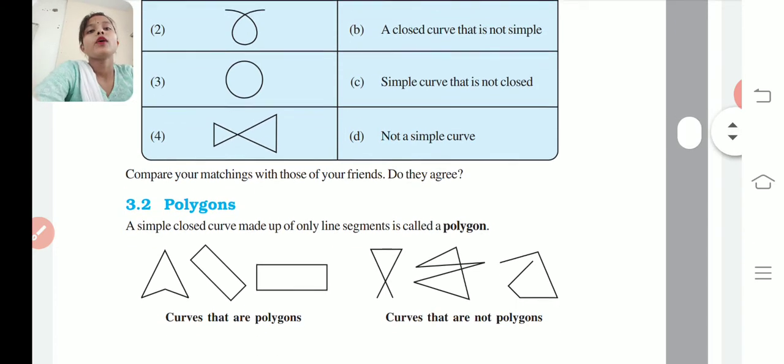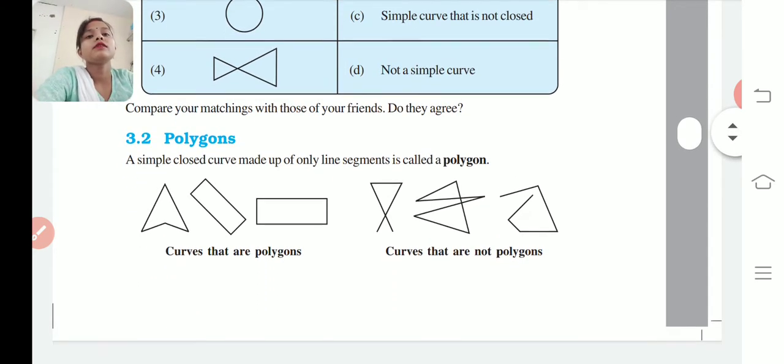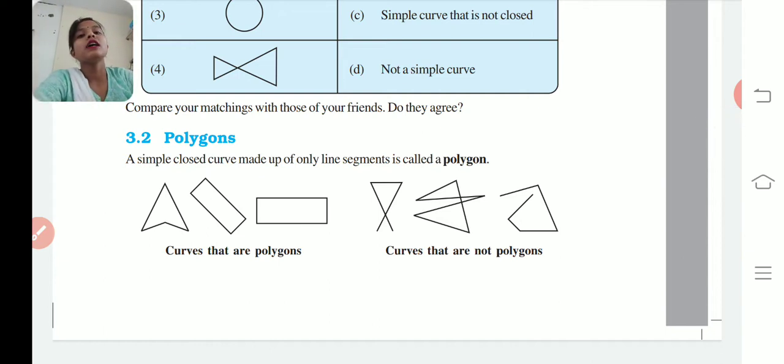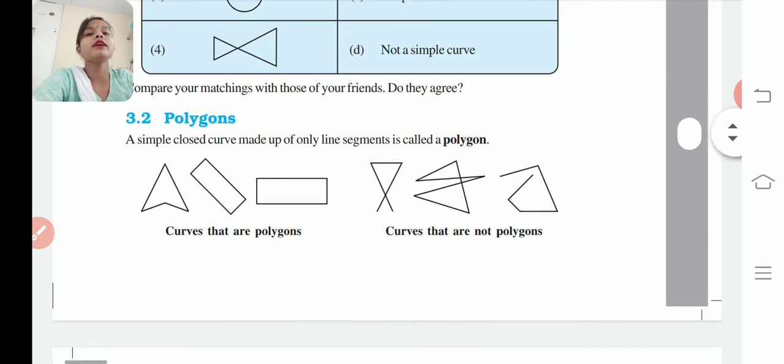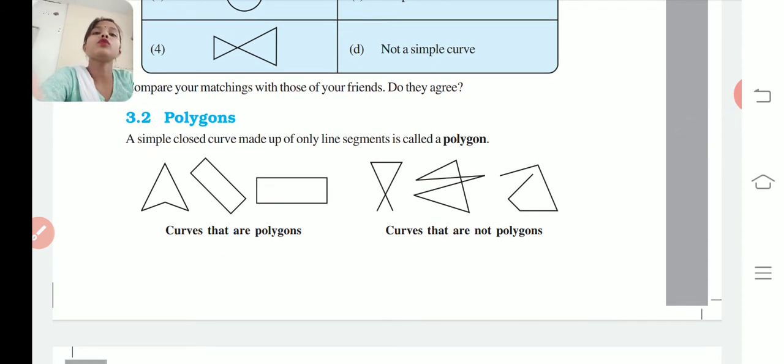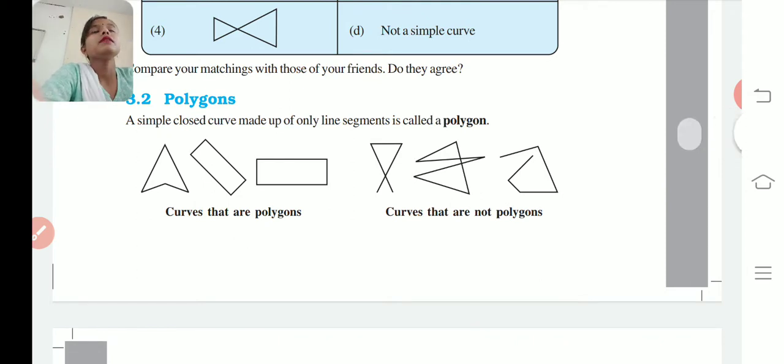Okay, now see the polygons. What are polygons? A simple closed curve made up of only line segments is called a polygon, as you all know. It can be a triangle, a quadrilateral, a pentagon, anything. But the condition is that it should be made up of line segments and it should be closed.